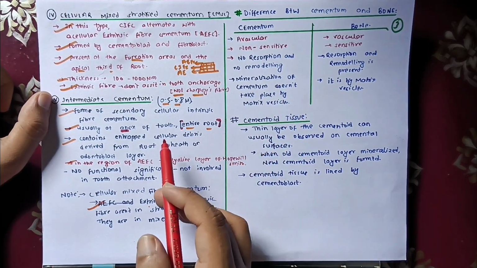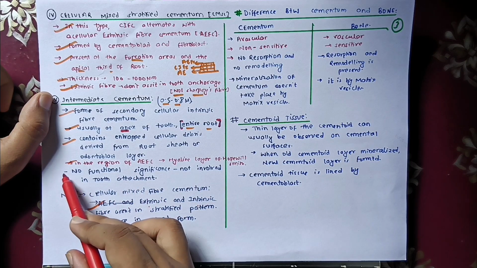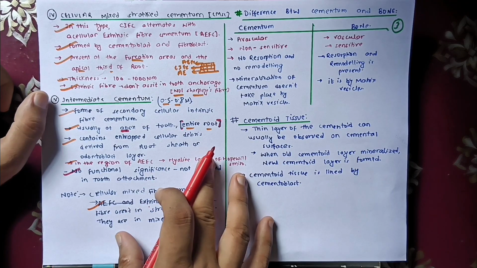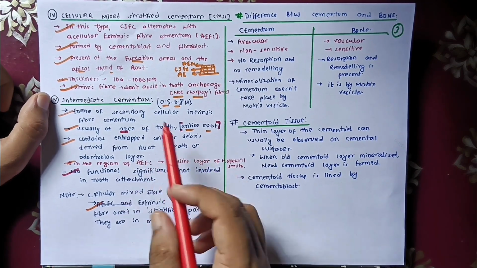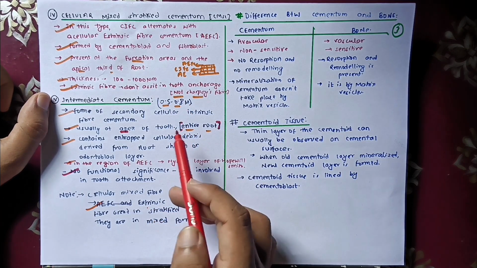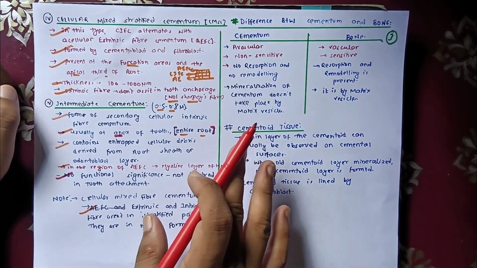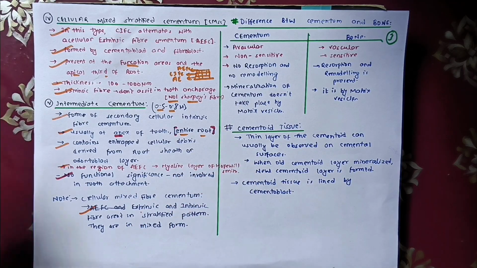It has no functional significance and is not involved in tooth attachment. So there are no functions of this intermediate cementum, and the thickness is very thin, 0.5 to 0.8 micron. So we have completed the Schroeder classification. The Schroeder classification is one of the important classifications of the cementum in this chapter, and you should know it properly.